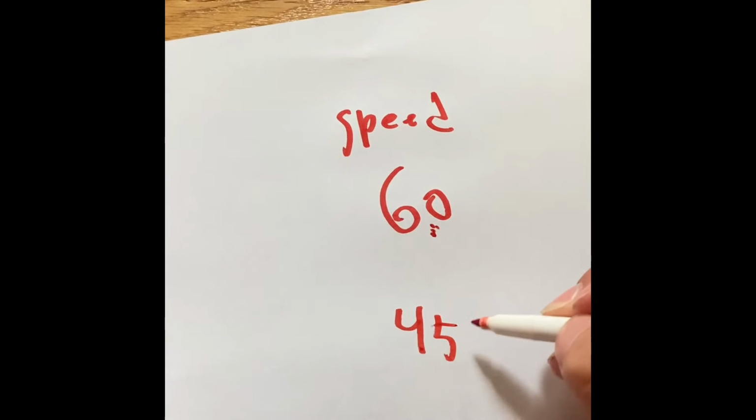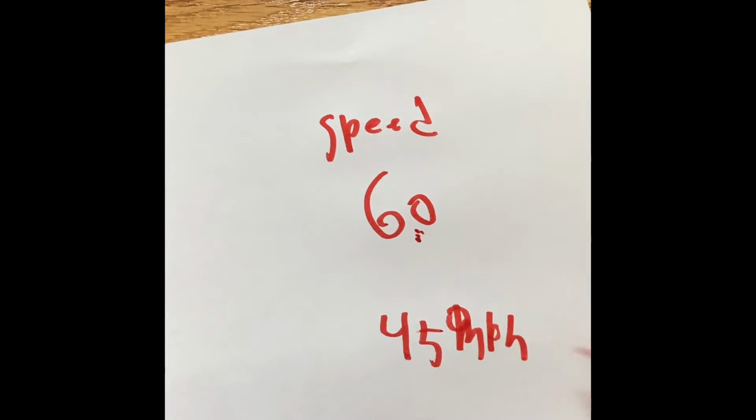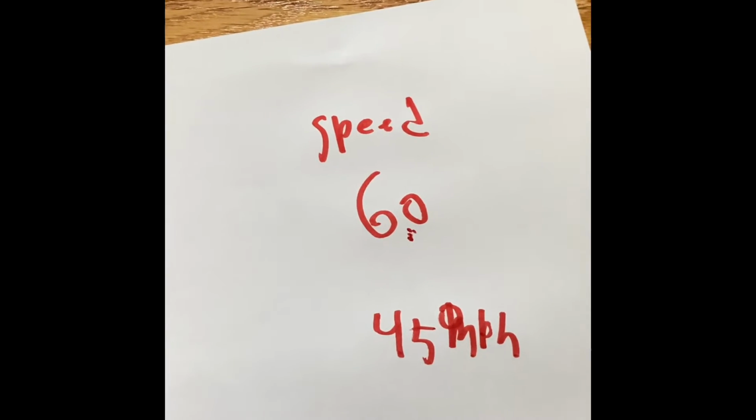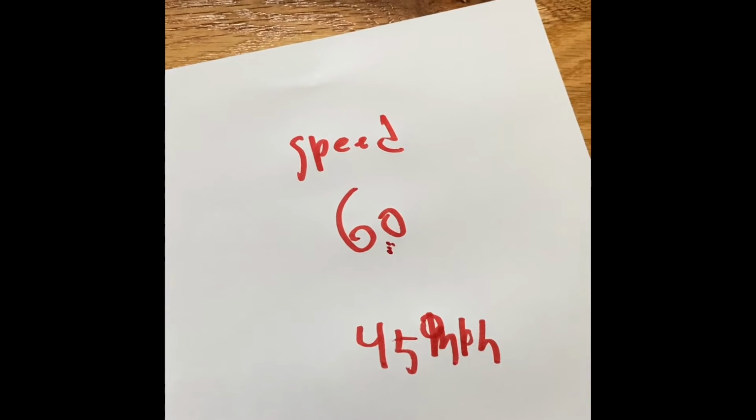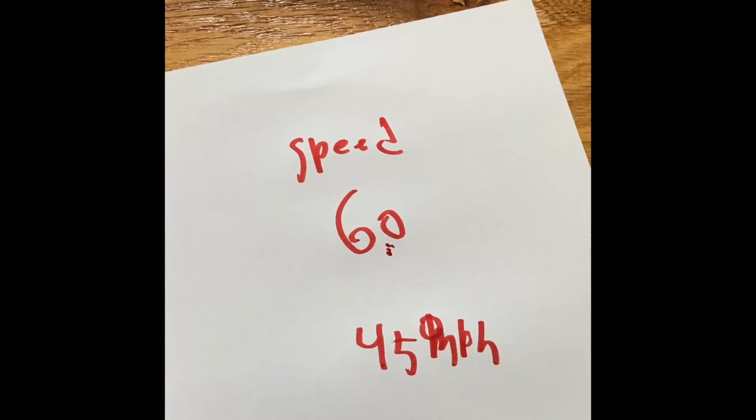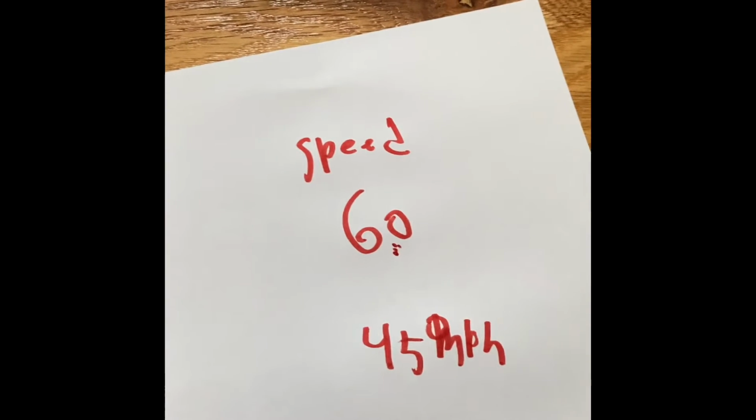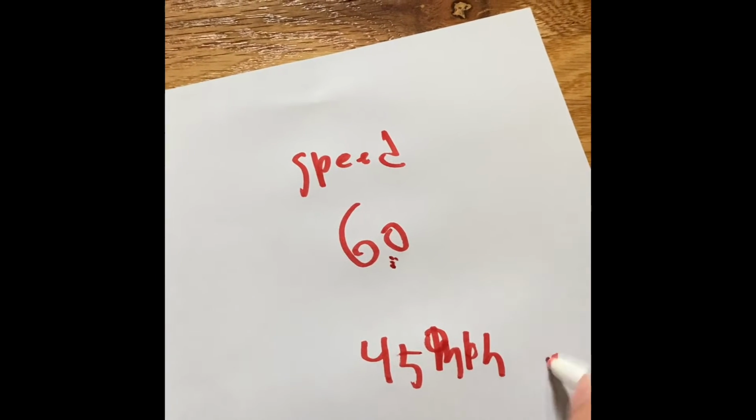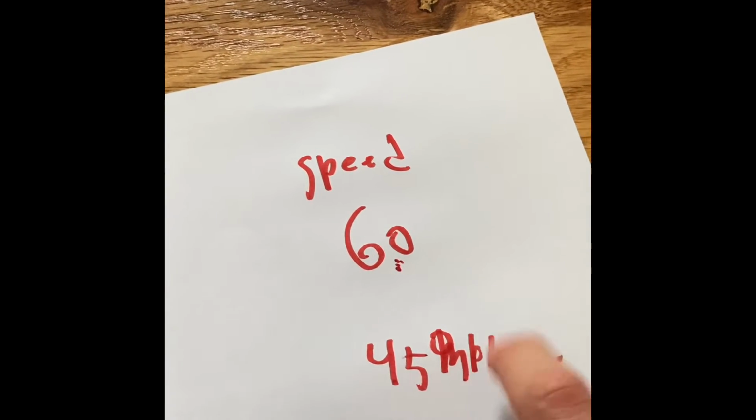But it's actually possible to get a ticket by going under the limit. If you go under 45 miles per hour, then you'll also get a ticket for going too slow. If you go too slow on a highway, then you'll interfere with the traffic flow and you will cause an accident waiting to happen. So it's possible to get a ticket by going under the limit, or under the minimum limit.